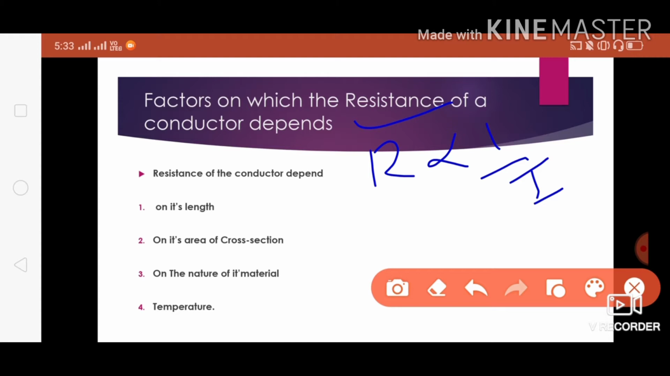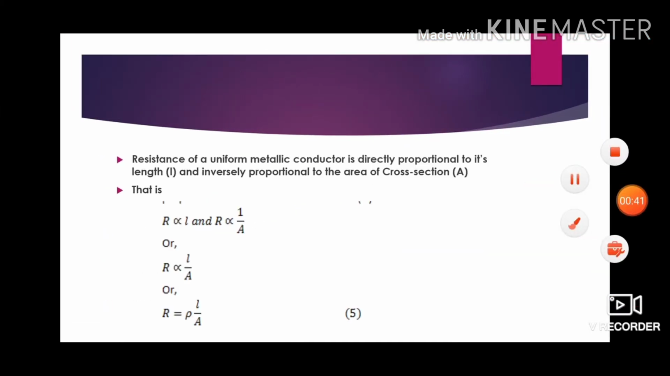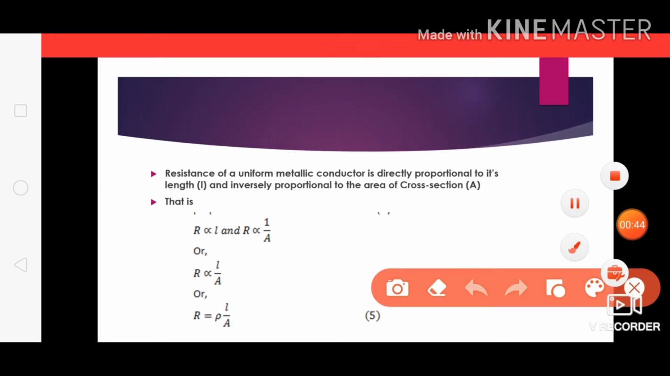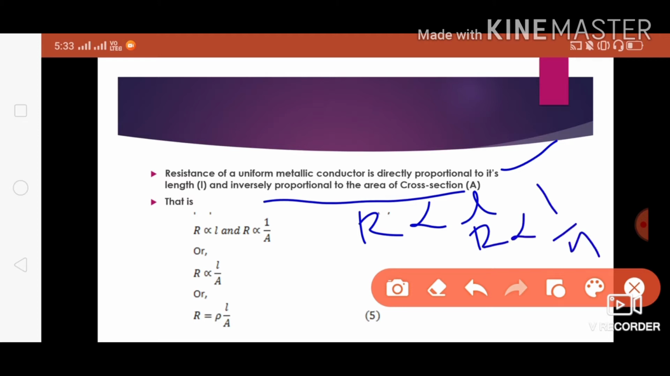The resistance of a conductor depends on its length, its area of cross section, the nature of its material, and its temperature. The resistance of a uniform metallic conductor is directly proportional to its length, so R is directly proportional to L, and inversely proportional to the area of cross section, so R is inversely proportional to A.